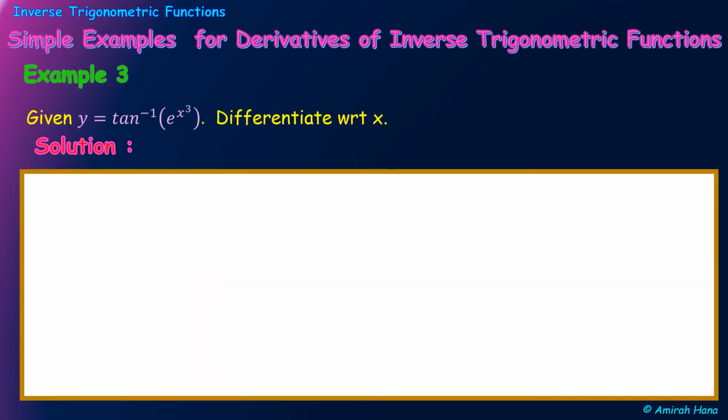Alright, now look at example 3. Given y equals inverse tangent e to the power of x cubed. Differentiate with respect to x. From the given question, y equals inverse tangent e to the power of x cubed. When we differentiate y with respect to x, the symbol is dy over dx, and the function inverse tangent e to the power of x cubed is a composite function.